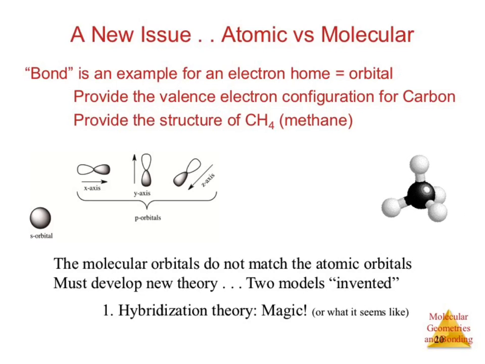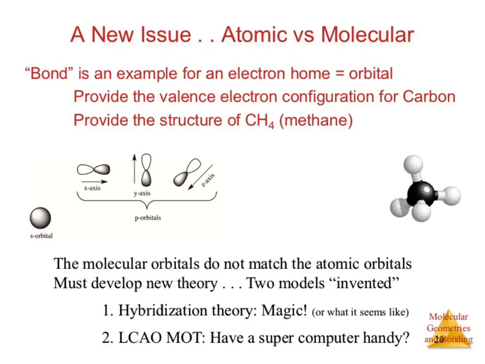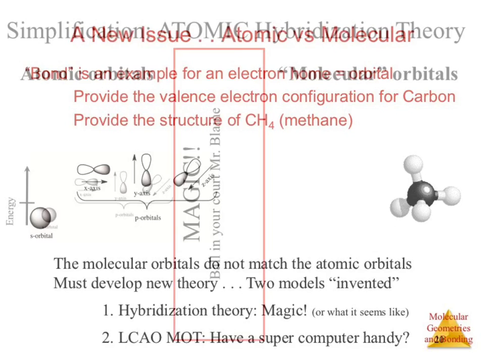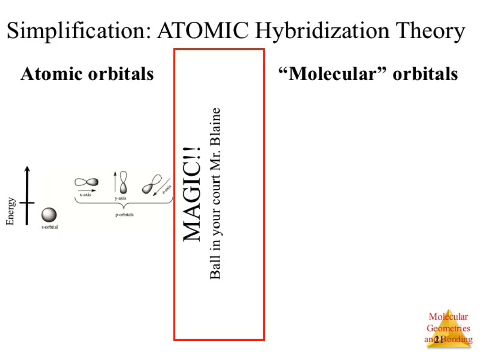Ta-da, magic, it happens. That's kind of what happens. Or two, they pull out a supercomputer and they come up with the LCAO theory, which is the linear combination of atomic orbitals, molecular orbital theory. That one's got a lot of fun stuff in it, but it typically requires a supercomputer. So instead, we use hybridization theory. We have our atomic orbitals. We want molecular orbitals. How do we get there? Magic.